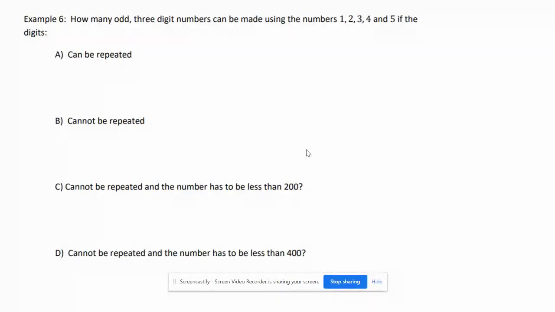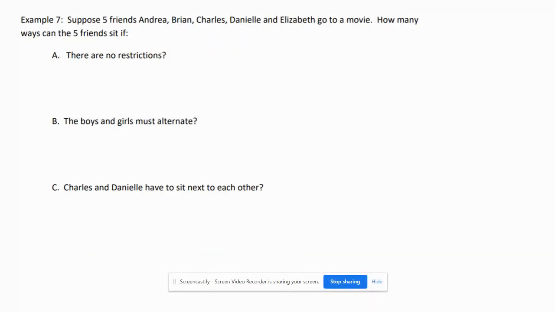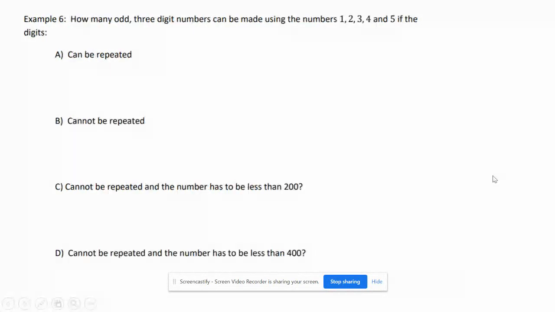Example 6. How many odd 3-digit numbers can be made using the numbers 1, 2, 3, 4, 5 if the digits can be repeated? All right, so the question was, what are odd numbers? Well, in this case, 1, 3, and 5 are odd numbers, but the number 245 is odd because the last digit is odd.